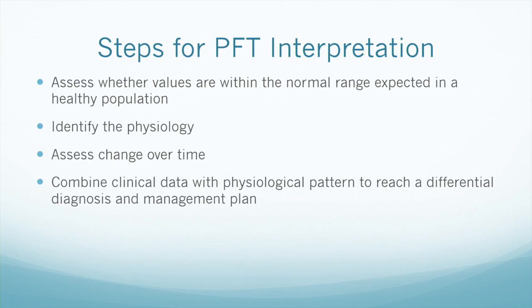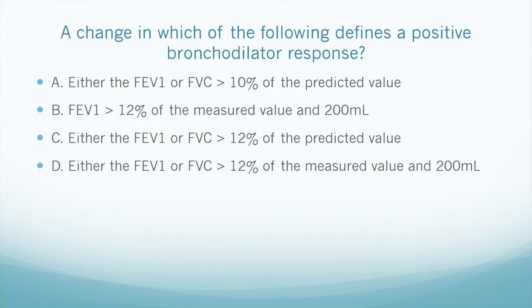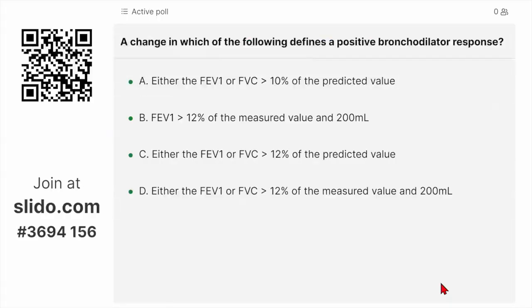So to begin, I have one audience response question. A change in which of the following defines a positive bronchodilator response? Choice A: either FEV1 or FVC greater than 10% of predicted value. Choice B: FEV1 over 12% of measured value and 200 milliliters. Choice C: either FEV1 or FVC greater than 12% of predicted value. And the final option, choice D: either FEV1 or FVC greater than 12% of measured value and 200 milliliters. I'll stop for 30 seconds and see what you think.